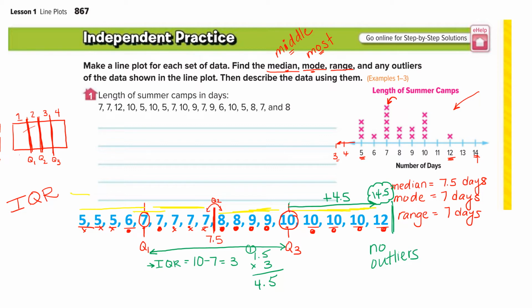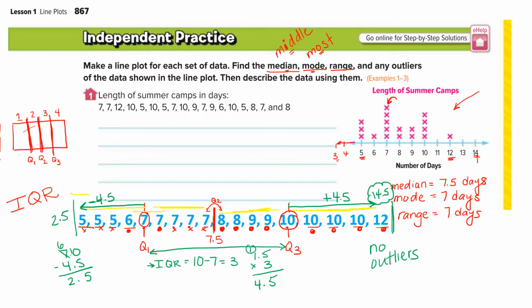Let's take a look at our lower portion. We're going to subtract 4.5 from quartile 1. So we have 7, take away 4.5. That's 2.5 days. So any value that is equal to 2.5 days or less than 2.5 days would be an outlier.